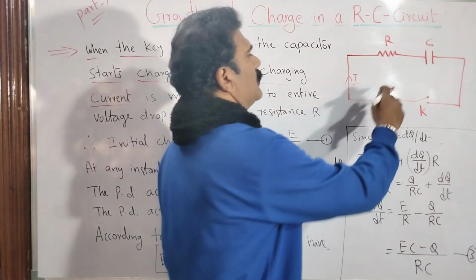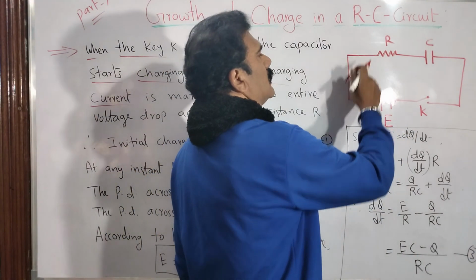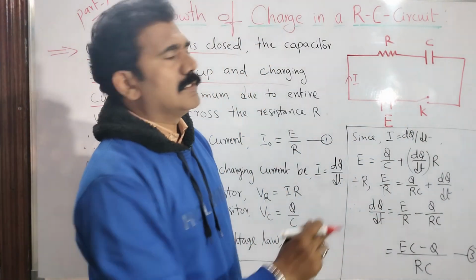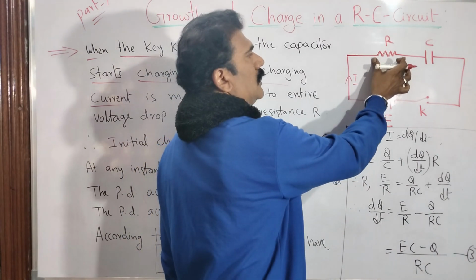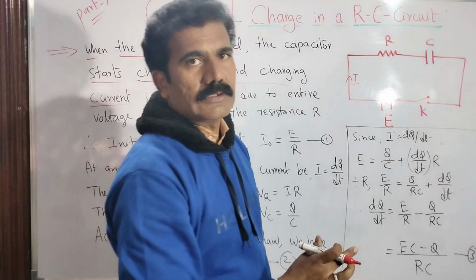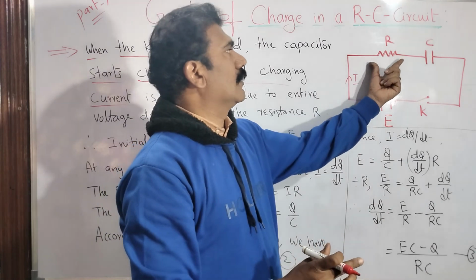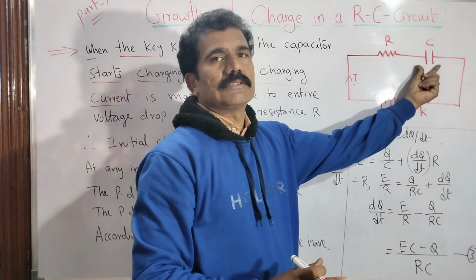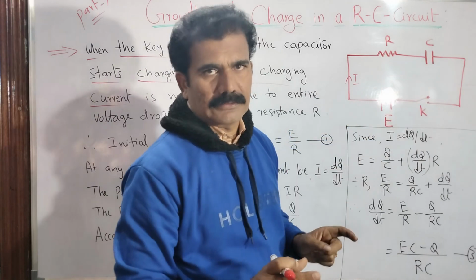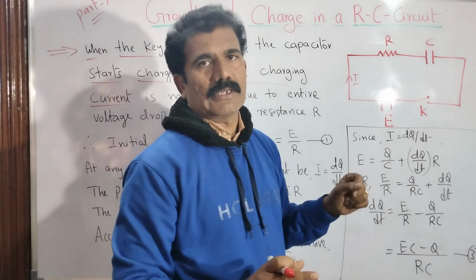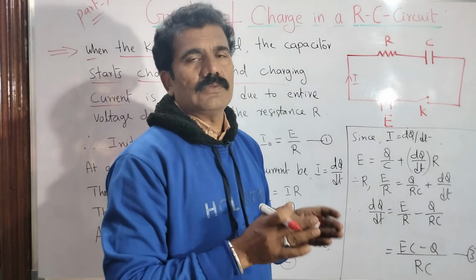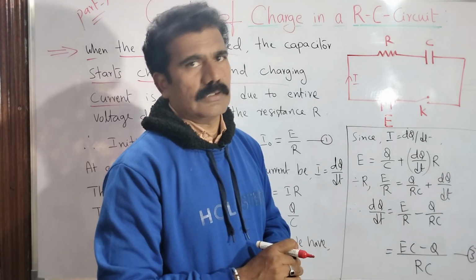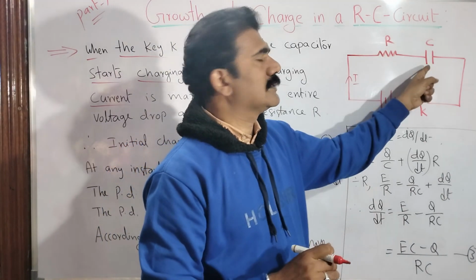The moment you press the key, the charging current is maximum because the entire voltage drop takes place only at the resistor R, because initially there are no charges in the capacitor. You have to assume that the capacitor does not contain any charges. What is the role of a capacitor? A capacitor is the device which can store charges. So the moment you pass the current, it starts charging.